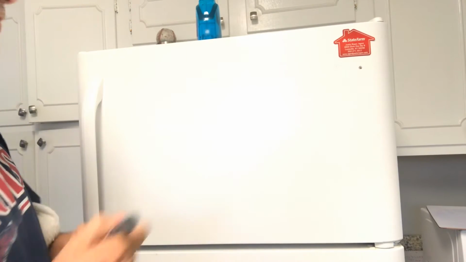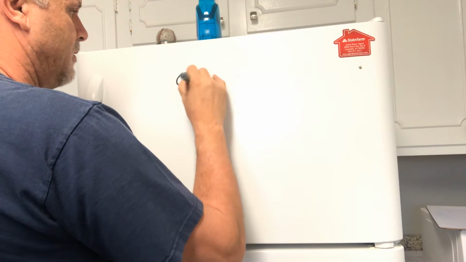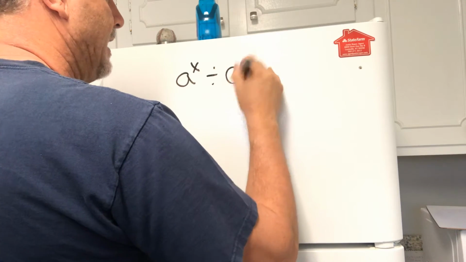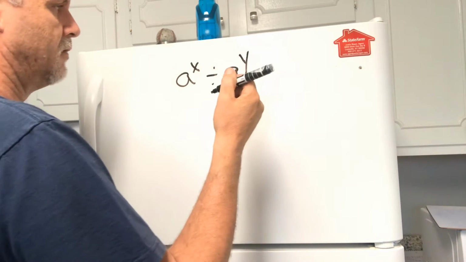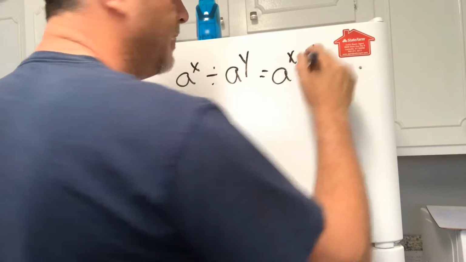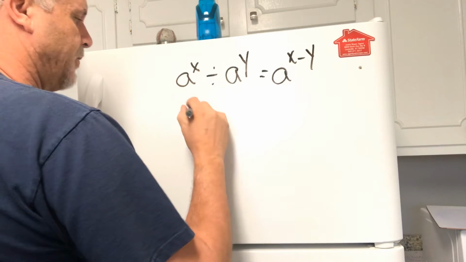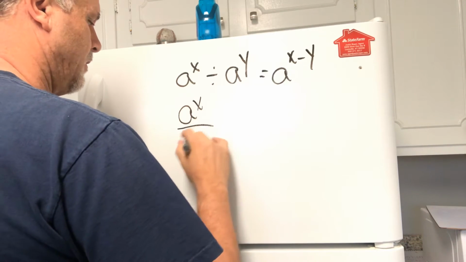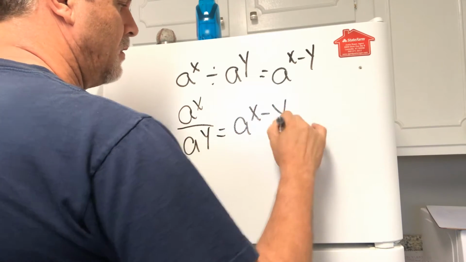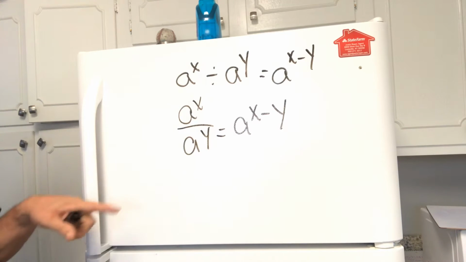Remember what the quotient rule says. The quotient rule says that if you have a to the x divided by a to the y, then that's the same as saying a to the x minus y. Right? That's the quotient rule. You might also see that written like this. We need to remember that this means division, just like the division symbol.